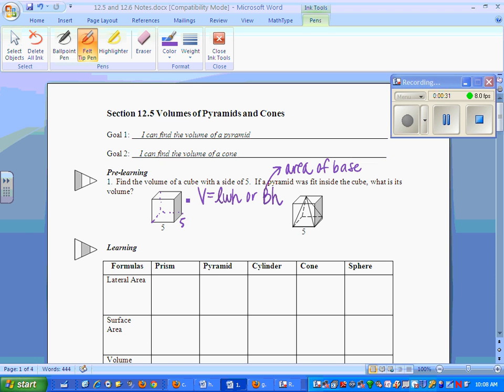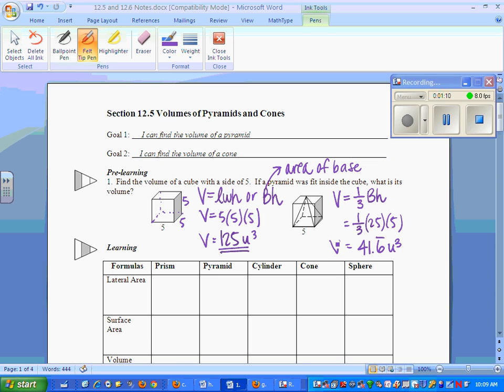But we know that all the sides, the length, width, and height are all the same. So my volume is going to be 5 times 5 times 5, which is 125 units cubed. Now if I fit a pyramid inside here, it's actually going to be a third of the volume of a cube. So the volume formula for a pyramid is 1/3 area of the base times the height. So we take 1/3, we know the area of the base is 25, the height is 5. A third of 125 is 41.6 repeating units cubed, and that is the volume of this pyramid right here.